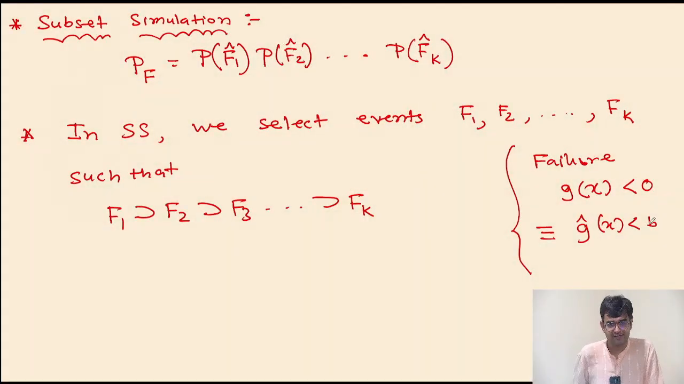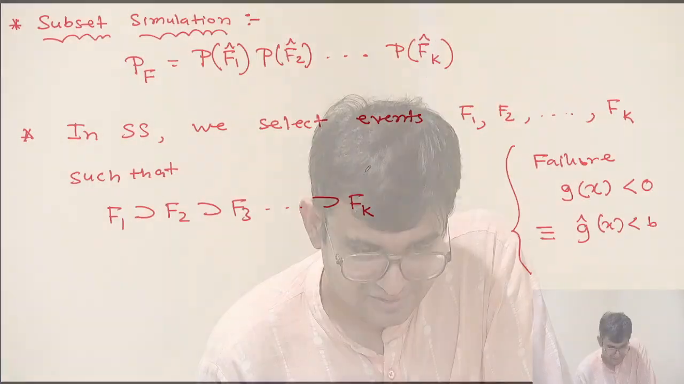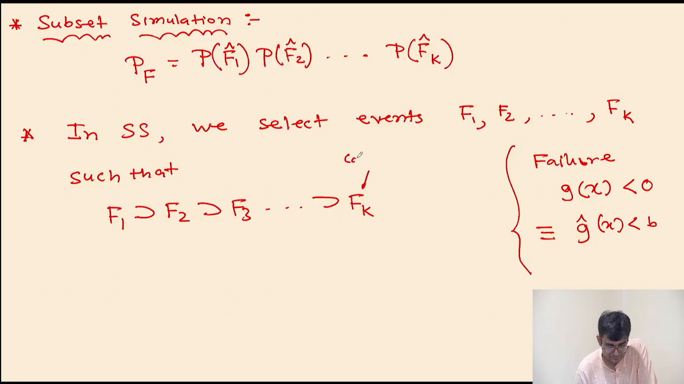Okay. Now, what have I written here? That F1 is a superset of F2. Correct? F2 is a superset of F3. And the last one is Fk. Fk is your failure event. So Fk corresponds to P of F, so that basically this corresponds to g of x less than 0, or g hat of x less than b. Clear?